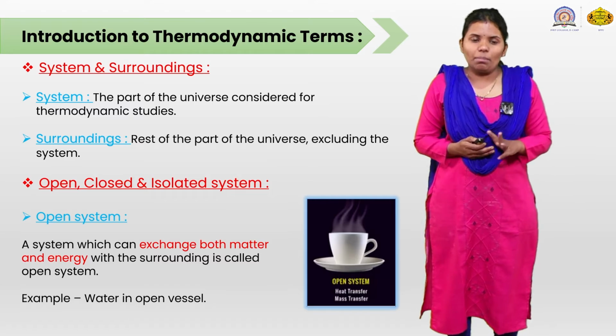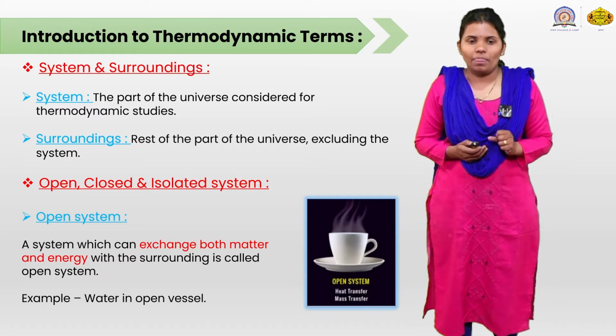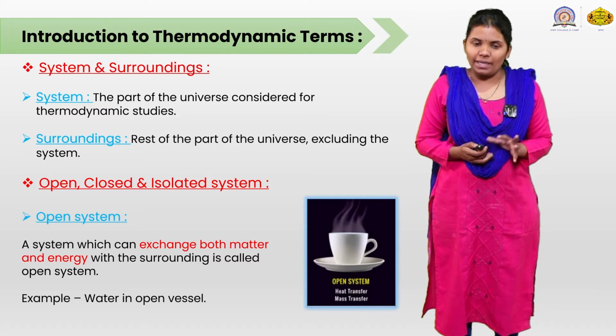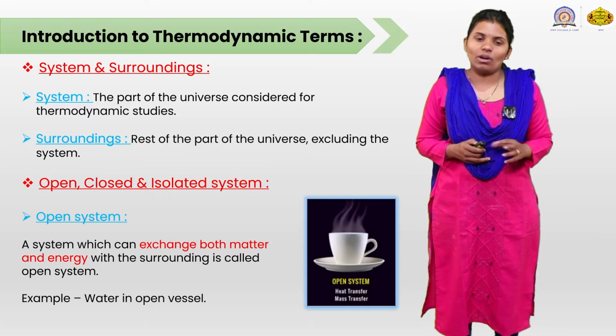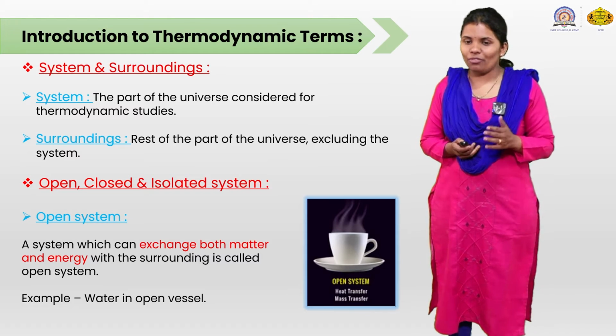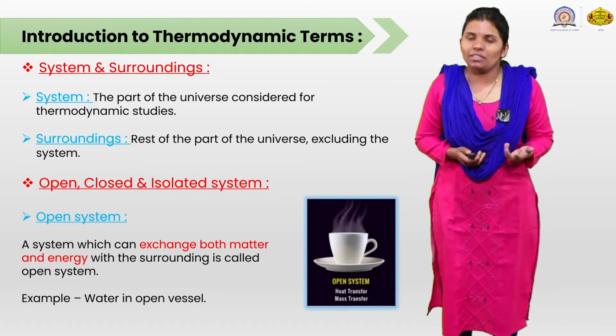In that again there are three types: the open system, closed system and the isolated system. Open system: a system which can exchange both matter and energy with the surrounding is called an open system. Here you can see the picture of an open system, a cup of tea, which exchanges matter in the form of vapor and energy.